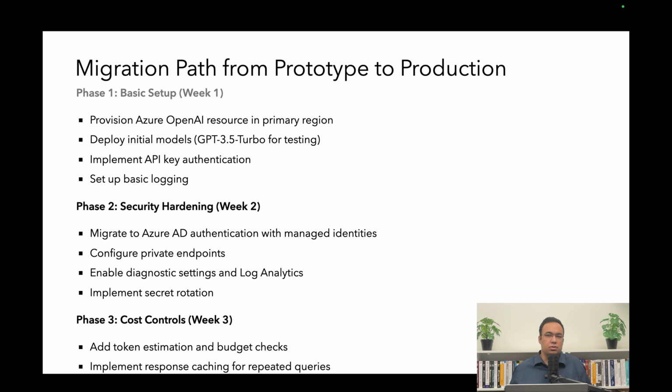Phase 3 is cost controls in week 3. So you add token estimation and budget checks before making API calls. You implement response caching for repeated queries. You configure model routing logic that sends simple requests to GPT 3.5 and complex requests to GPT 4. You set up cost monitoring dashboards and alerts so you're notified of unusual spending.